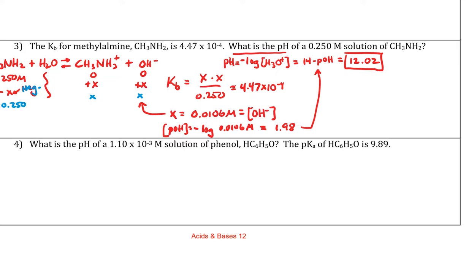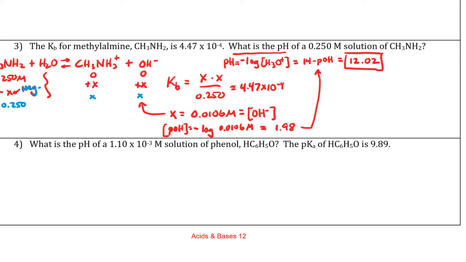So how do I know that this is a weak acid and not a weak base? And the answer is they gave you the pKa for it. If they're giving you a pKa for a substance, then that thing is an acid.